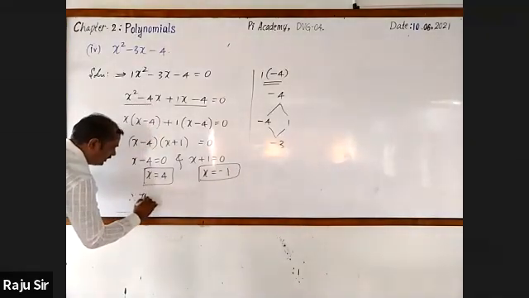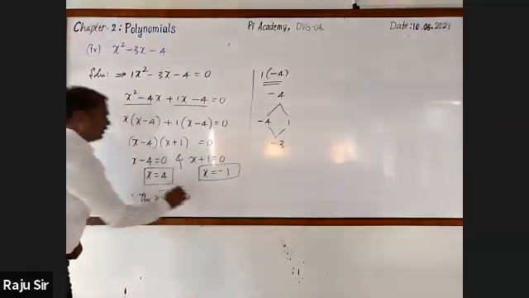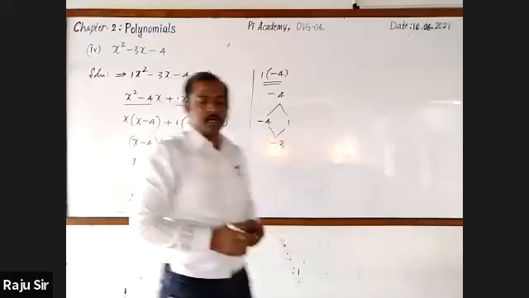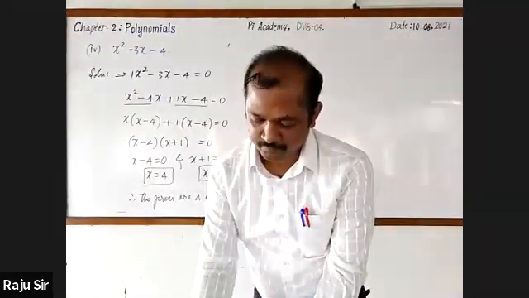Therefore, the zeros are 4 and minus 1. Have you got it? Yes, sir.